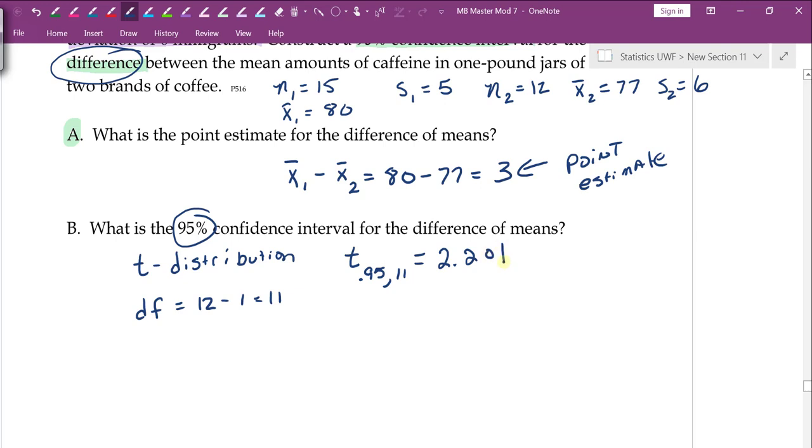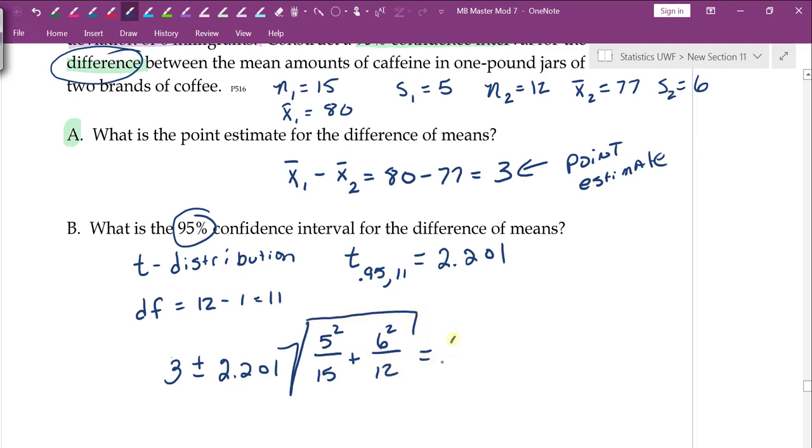2.201. Alrighty. So now let's go ahead and calculate our confidence interval. So it's going to be the difference of the means, which is going to be 3. So it's going to be 3 plus or minus 2.201 multiplied by the square root of 5 squared divided by 15 plus 6 squared divided by 12.